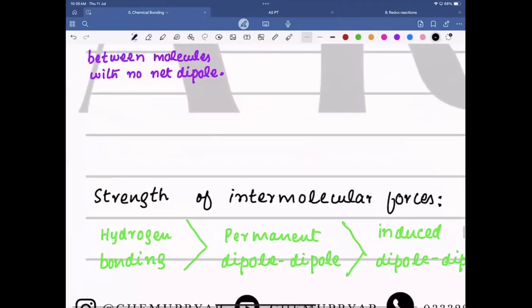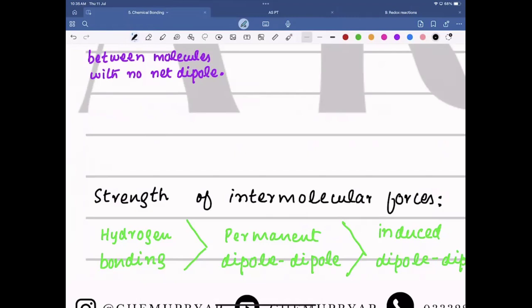For example, there is one atom and there is another atom, or two molecules. As they have no net dipole, what happens to the electrons? The electrons are arranged uniformly in all directions.